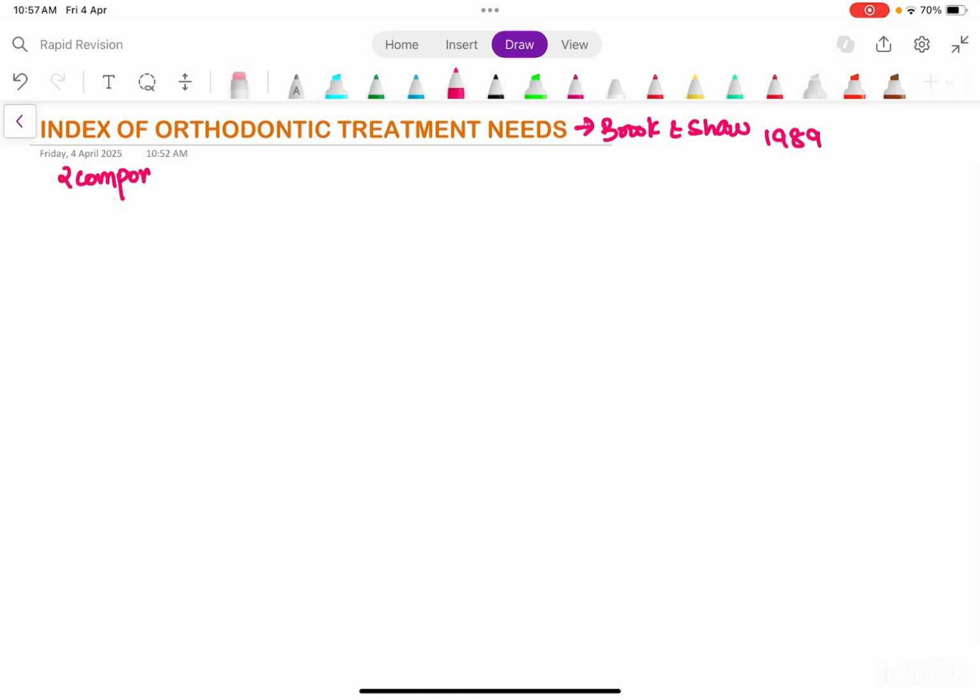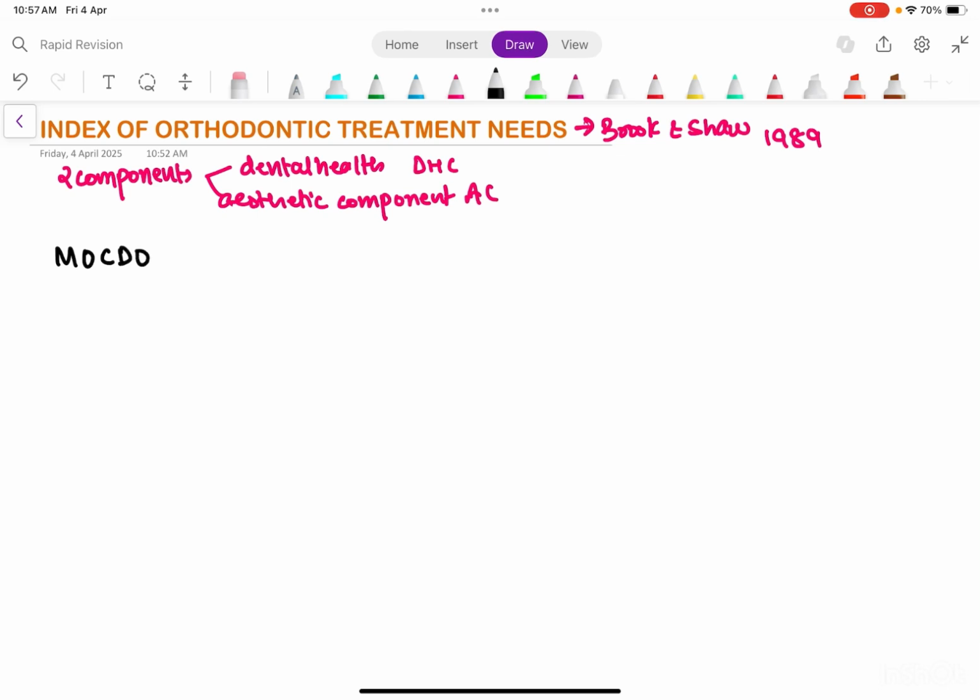Now it has two components. One is the dental health component and one is the aesthetic component. So this is DHC and this is AC. Now there's a MOCDO criteria that we follow in IOTN. So you should know about the MOCDO criteria.